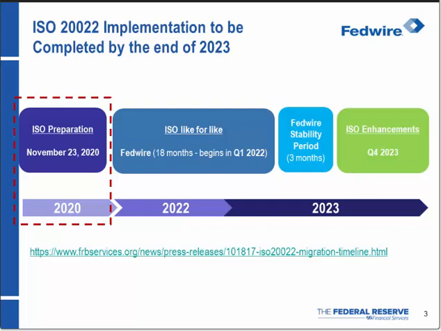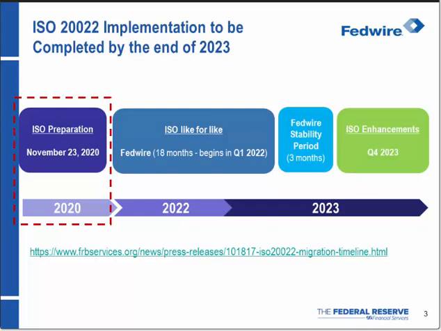I'm not going to spend a lot of time on the rest of this slide, but just for your information, we are showing the timeline for the other phases of the ISO project. We have our ISO like-for-like phase, which is when we're going to be supporting both the legacy format and the ISO format during a transition period. We will be transitioning customers over to ISO in waves, and this will be an 18-month period beginning in first quarter of 2022. Then once all of our customers have been migrated to ISO, we will have a stability period where everyone is sending and receiving in the ISO format. Once we are comfortable that no one needs to fall back to the legacy format, we will be sunsetting our legacy format, and we will be implementing ISO messages that include optional enhancements. We're hoping to finish the entire ISO 20022 project by the end of 2023.